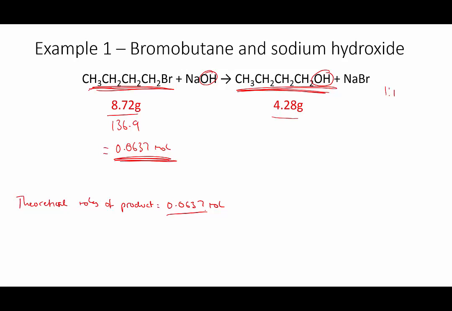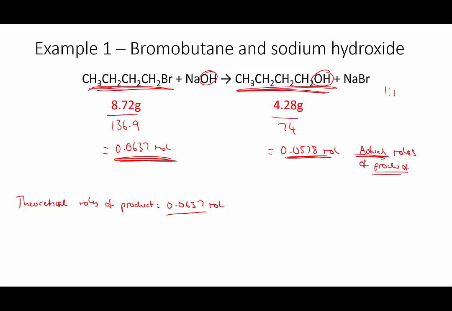So let's work out the actual number of moles acquired in this reaction. Well, we've been given the mass, 4.28. Again, let's use the formula moles is equal to mass over MR. 4.28 divided by the MR of butan-1-ol. The MR is 74. Let's work it out. So 4.28 divided by 74, and you should get 0.0578 mol. And this is the actual moles of product.